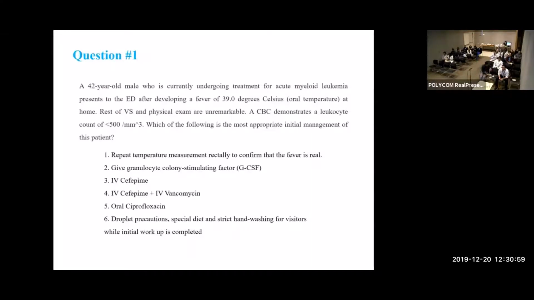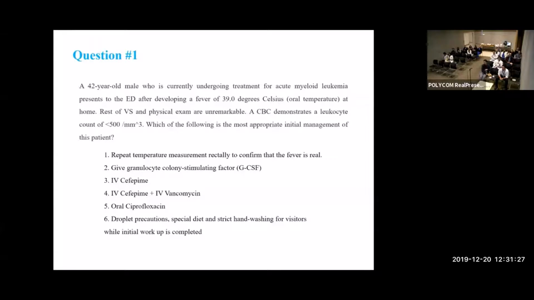So we're going to do a first question, just to warm up a little bit. We have a 42-year-old male who is currently undergoing treatment for AML. He presents to the ED with a fever from home, 39 degrees Celsius oral temperature, and the rest of the vitals are completely unremarkable, and the physical exam is completely unremarkable. The ED team sends some blood work, and the ANC comes back to be less than 500. Actually, the leukocyte count is less than 500. So which of the following is the most appropriate initial step?